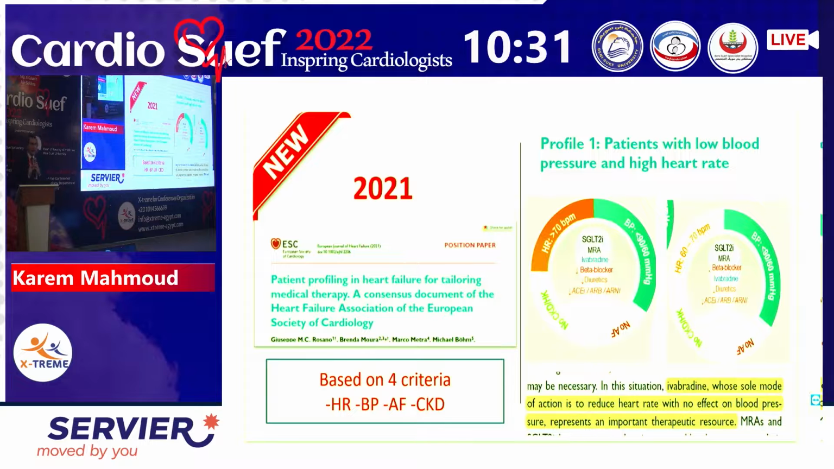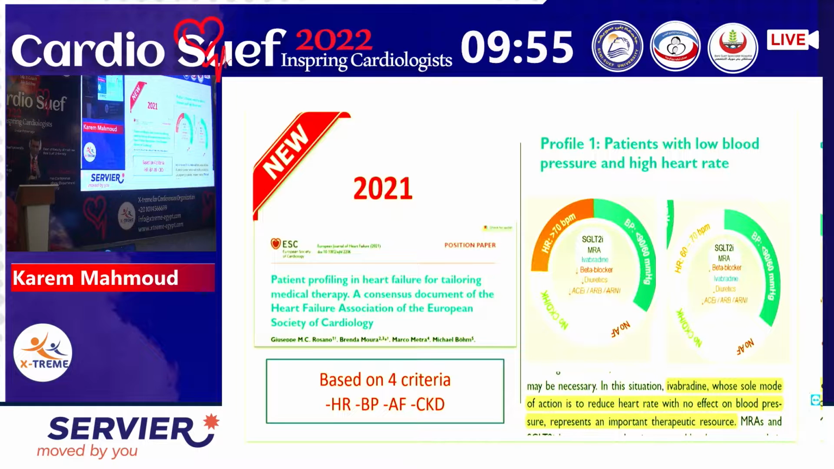In this patient, we try to introduce 4-pillar therapy. However, we may not be able to introduce all these medications, or if we do introduce them, we introduce them at small doses. So in this patient who has a rapid heart rate, we can introduce a drug like ivabradine. Ivabradine can achieve what we need with a reduction of heart rate, in addition to multiple hemodynamic effects that we will discuss in the coming slides, which can help our heart failure patients.